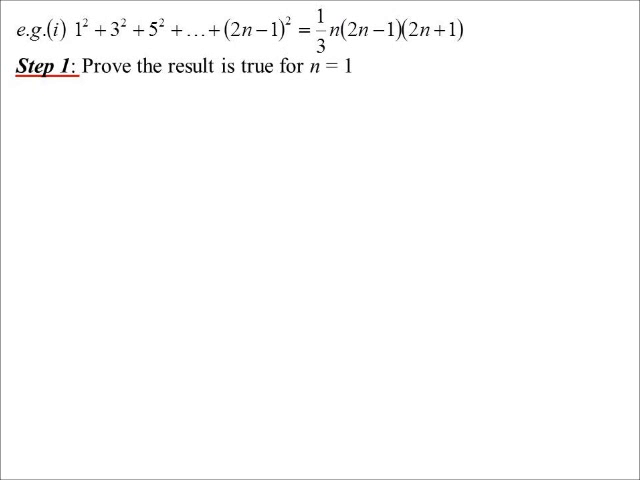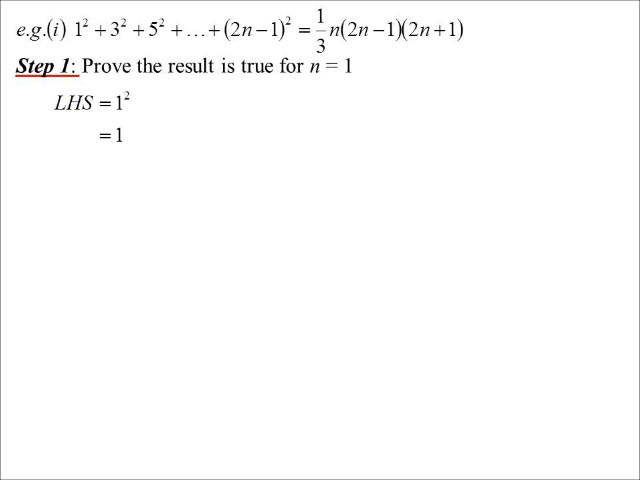So the first thing I'm going to do, by the way, you don't have to write down step 1, step 2. This is just me sort of breaking it up. So we say, okay, these are the things we've got to do. Prove the result is true for n equals 1. You would write that down. Remember, it is a proof. You're explaining what you're doing.